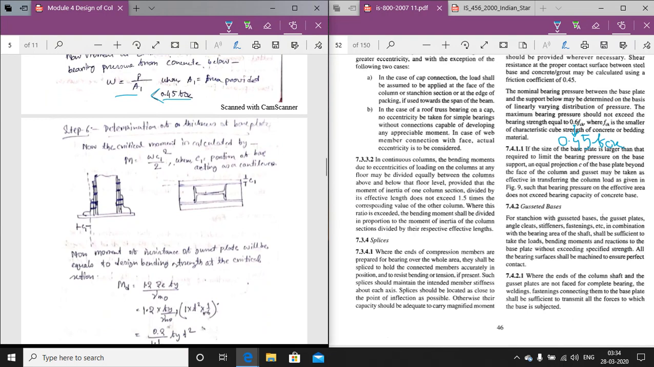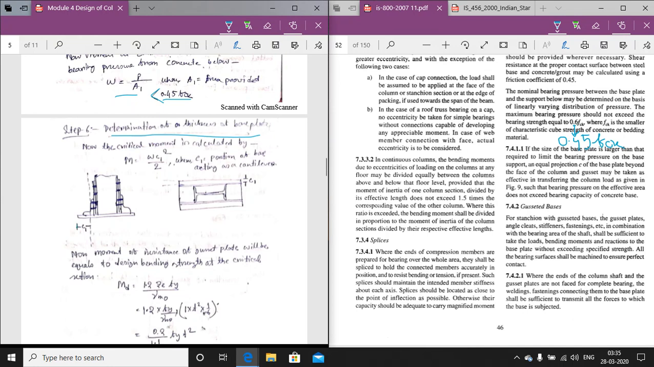Now step 6, determination of the thickness of the base plate. Up to this step we have determined the size of the base plate. Now we will determine the thickness of the base plate. Here we have to determine the critical moment. What is the critical moment here?